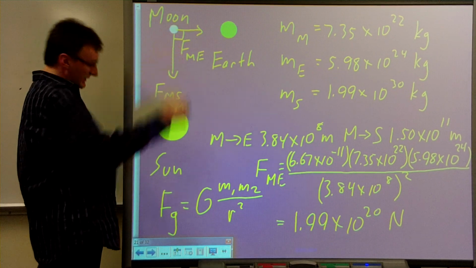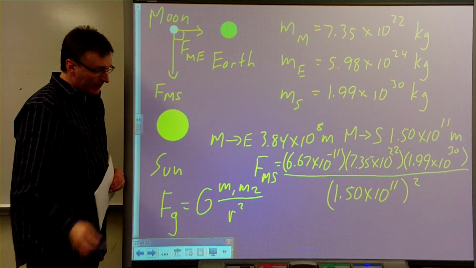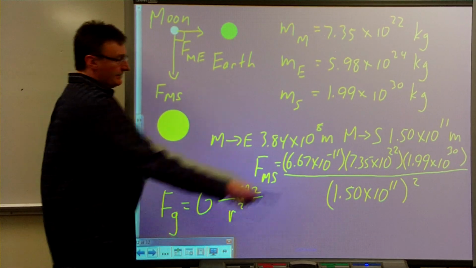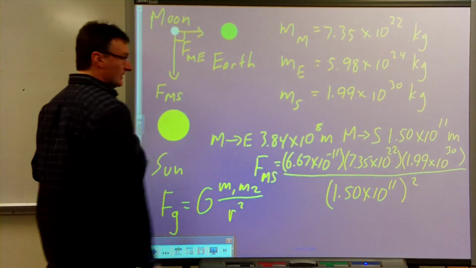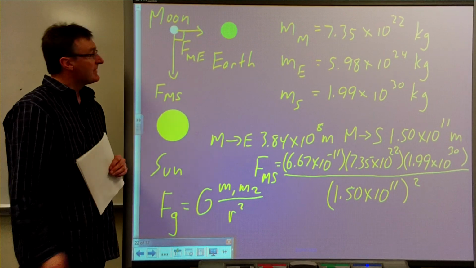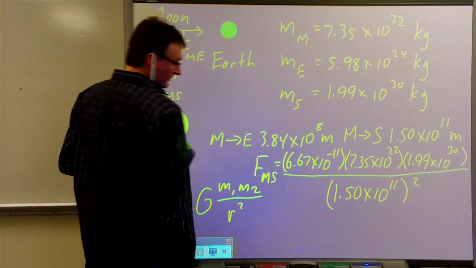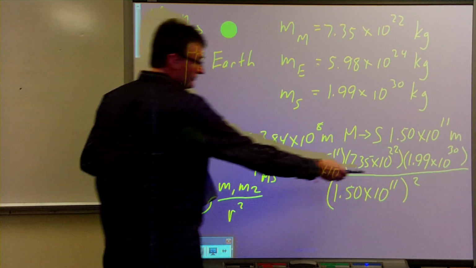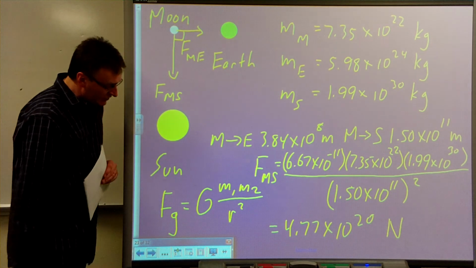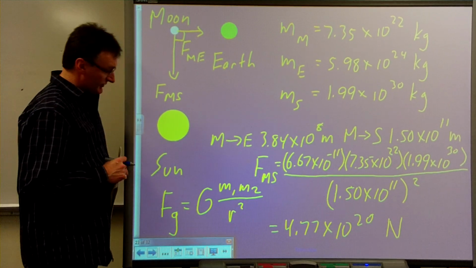So that's one part of it. Now we need the other one: the force of the sun on the moon. Again, our gravitational force constant, 6.67 times 10 to the minus 11. Mass of the moon, 7.35 times 10 to the 22nd. And the mass of the sun, 1.99 times 10 to the 30th. And the distance between the moon and the center of the sun is 1.50 times 10 to the 11. Again, make sure you square that number for your calculation. If you do, then you should get 4.77 times 10 to the 20 newtons.